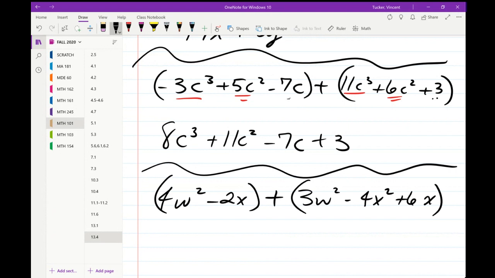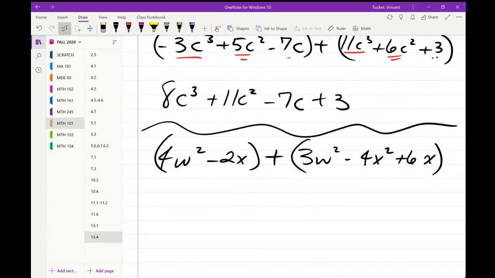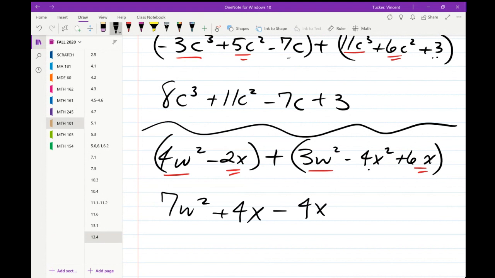All right, so here we have 4w squared minus 2x plus 3w squared minus 4x squared plus 6x. So combine your terms. 4w squared, 3w squared, 7w squared. Negative 2x plus 6x, 4x, and then that negative 4x squared, nothing you can do with that but bring it down.